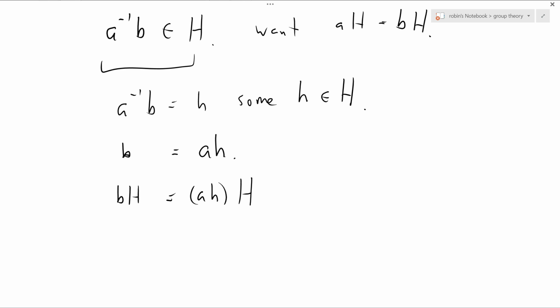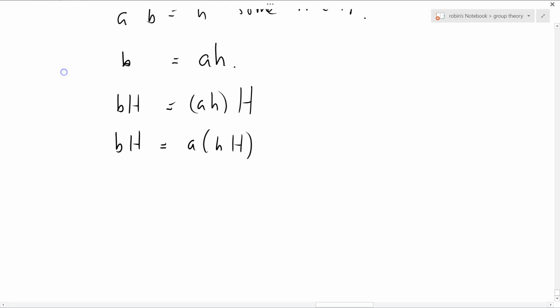You see what I'm doing here? I'm just applying the definition of coset again and again. This is for some h, and I don't know which one it is, but it doesn't matter because I've just called it little h, and that's the end of it. So bH equals that, which equals a, and then I'm going to bracket it like that. And then we use the fact that H is a subgroup of G to show that that's equal to aH. So bH equals aH, QED.